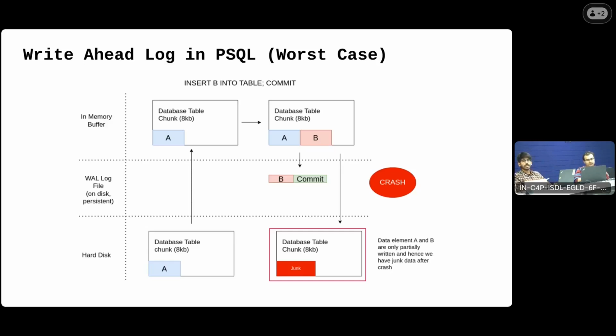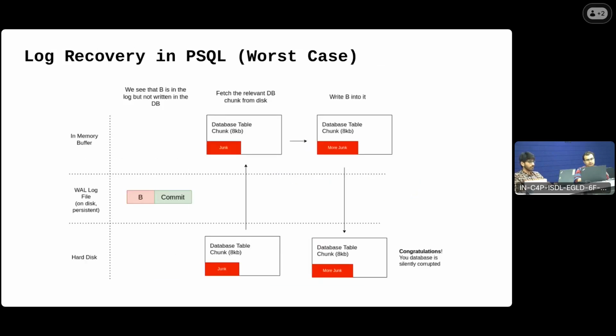So let's see what the database would do when we go for a log recovery. Again, we see that our database is in an inconsistent state. We have the log here, and we see B needs to be written, right? Again, the database would find the original chunk in the hard disk, but it doesn't know this chunk is also completely junk. So it gets this chunk from hard disk to memory, and then it tries to write B into this chunk that is corrupted. So as you can see, if you write B into something that is junk, we end up with more junk. And that's how we end up with a database that is just silently corrupted.